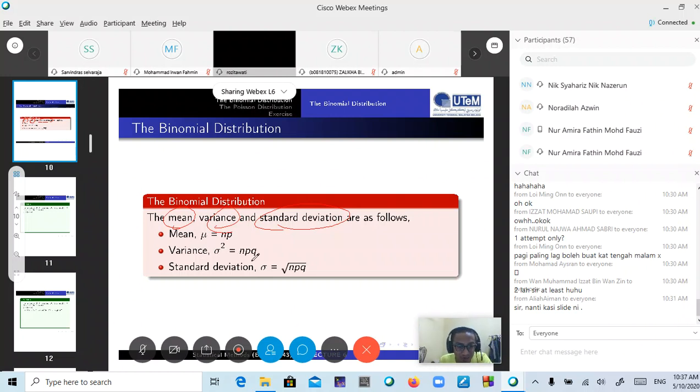How to find the standard deviation? We know that standard deviation equals the square root of the variance. So you take the square root of npq and you can get the standard deviation. This is also the same thing: you must be ready with these formulas.